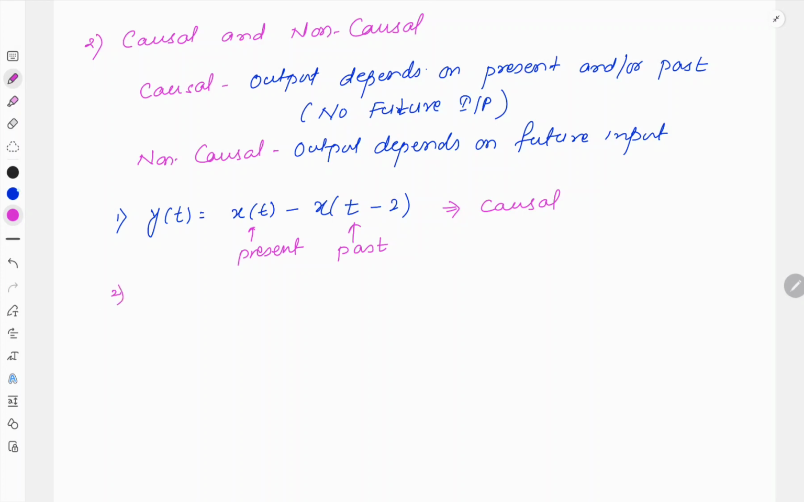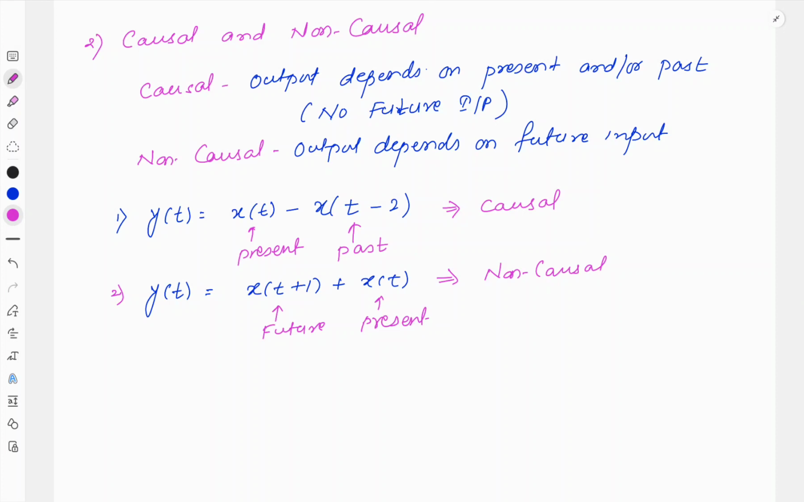Similarly, second example, let's say y of t equal to x of t plus 1 plus x of t. So here, if we look at the equation, the first term is x of t plus 1, which is future input. So no need to check other terms also. As we have a future term in the equation, the system is straight away classified as non-causal. This x of t is our present input. So this is how we can classify systems as causal and non-causal.